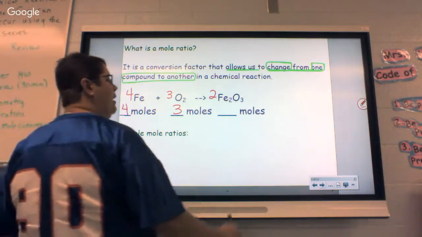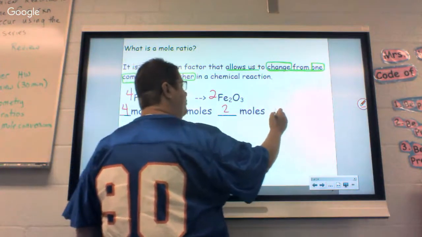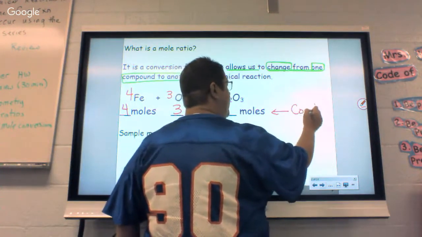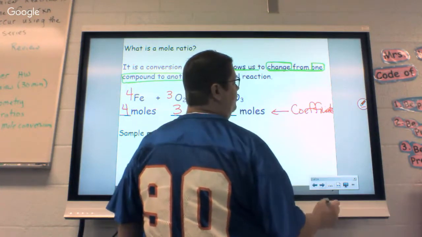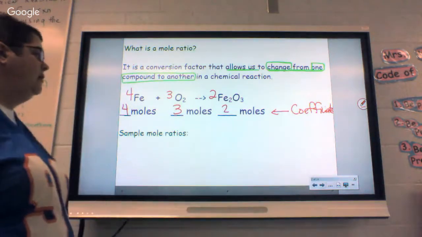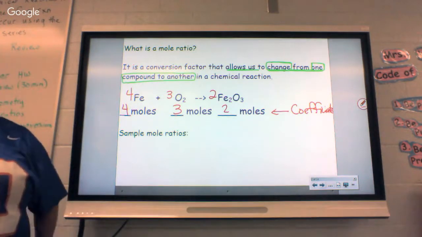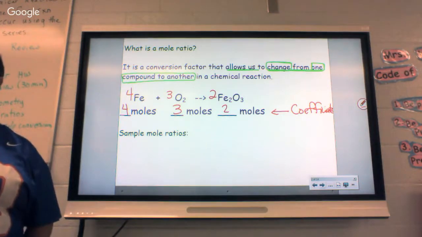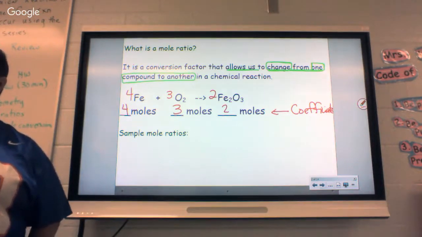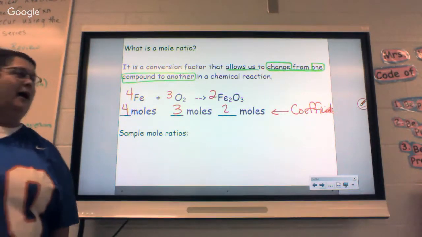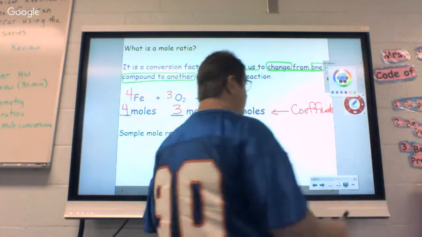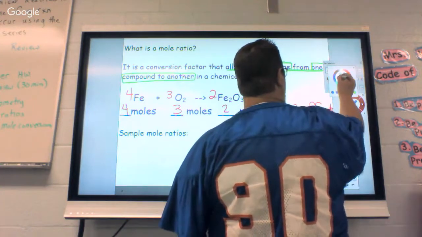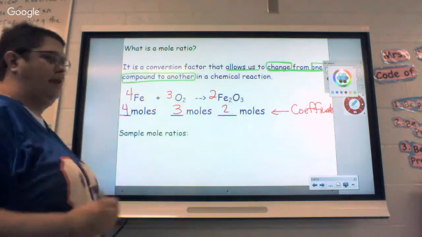So how many moles of iron trioxide are there? 2. All you have to remember is the moles come from the coefficient. That coefficient's a little mushed up there because I ran out of space. But the moles come from the coefficient. Now, mole ratios are just based on the coefficients. We're going to figure out mole ratios from the word problem. However, writing a mole ratio is just based on picking a reactant or product and putting one over the other.